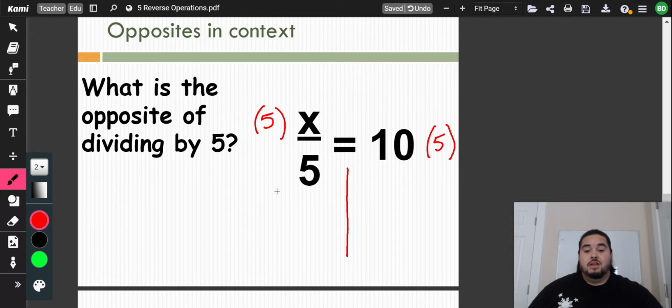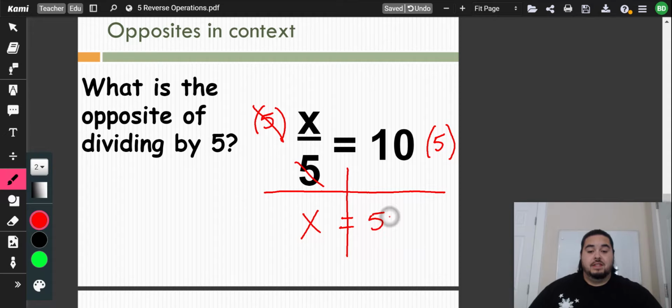So here, the x is being multiplied by 5, but before that can happen, this 5 is going to cancel with the 5 in the denominator. So x is left over, and on the other side, 10 times 5 is going to give us 50.